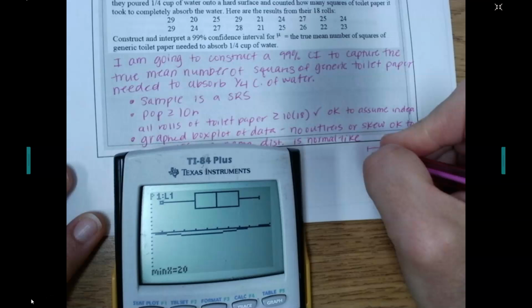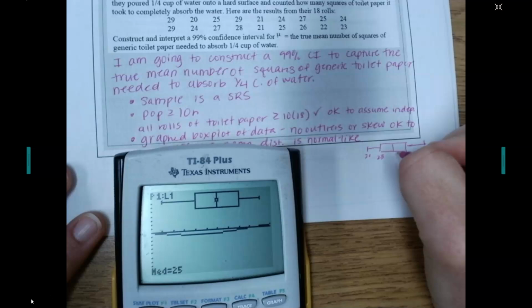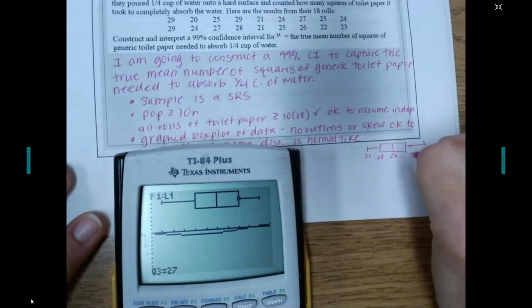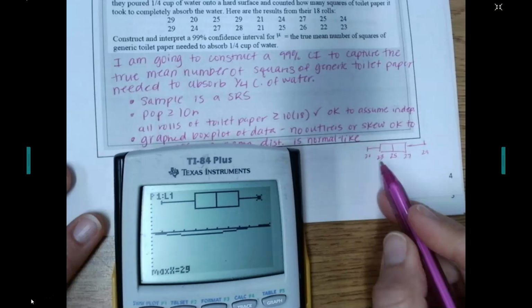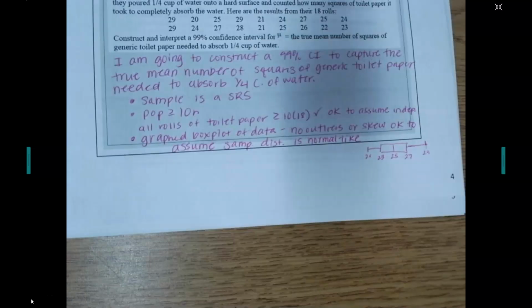That's 20, 23, 25, 27, and 29. And see how that's all nice and evenly spaced apart, so that shows it's nice and symmetrical there. Okay, so that's how you do that. If it doesn't tell you the parent population is normal-like and it's not a large sample size, that's what you're going to do there. All right, let's go ahead and finish this out.